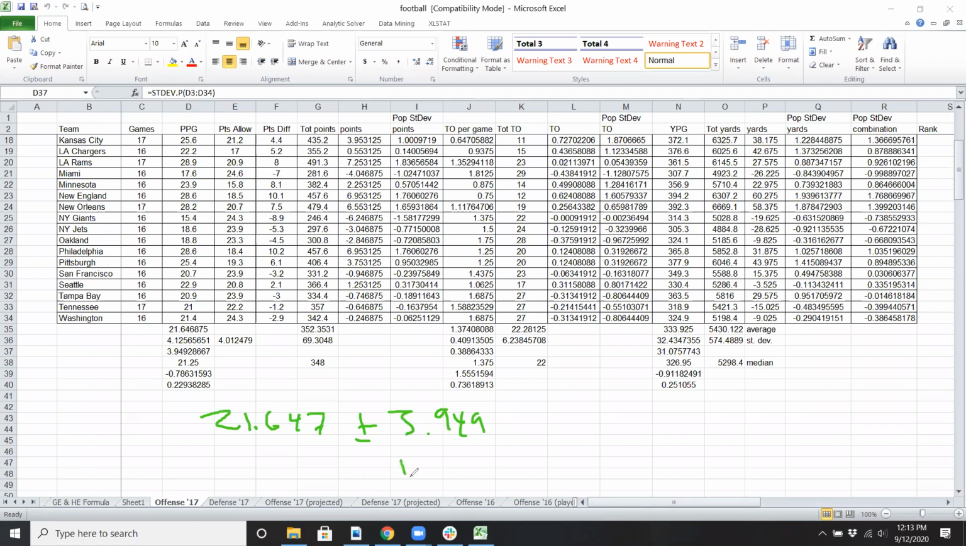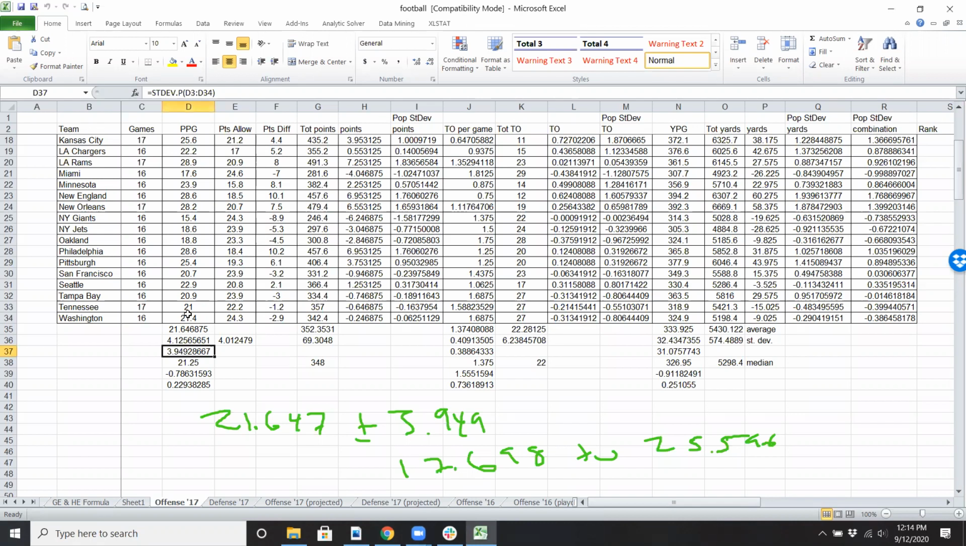So anywhere between 17.698 to 25.596. Any team that can actually do better than that is probably going to be a pretty good offense, like New England Patriots and New Orleans Saints. And who can't do that will probably be a pretty bad offense. Miami Dolphins are a pretty bad offense. So I expect 68% of my data to fall within this range.